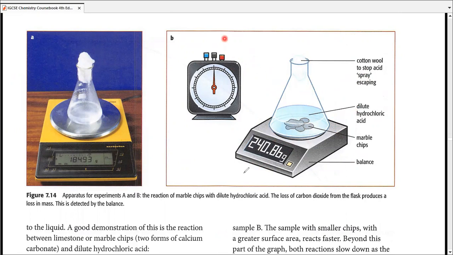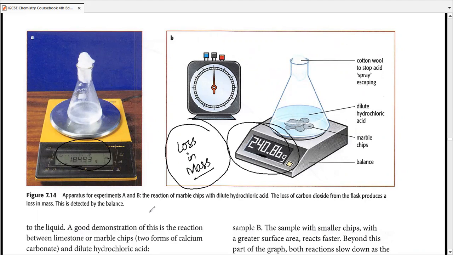So if initially you start off with a bigger value for mass, you're going to end up with a smaller value. This kind of experiment is commonly considered a loss in mass experiment because you start off with a higher value, since the reactants have a higher mass, and as one of the products, being gas, leaves the system, the mass decreases, hence the term loss in mass.